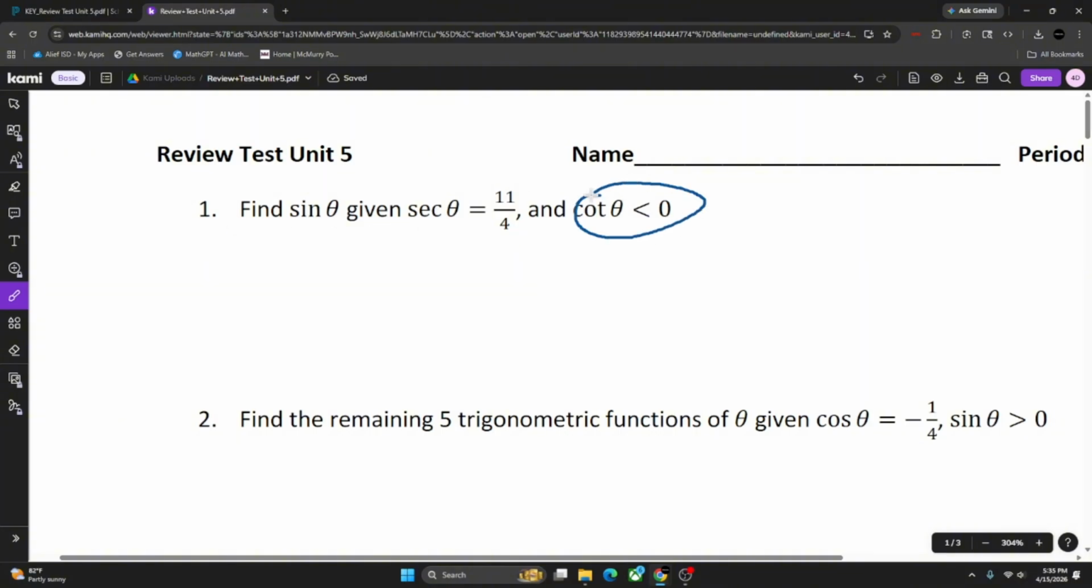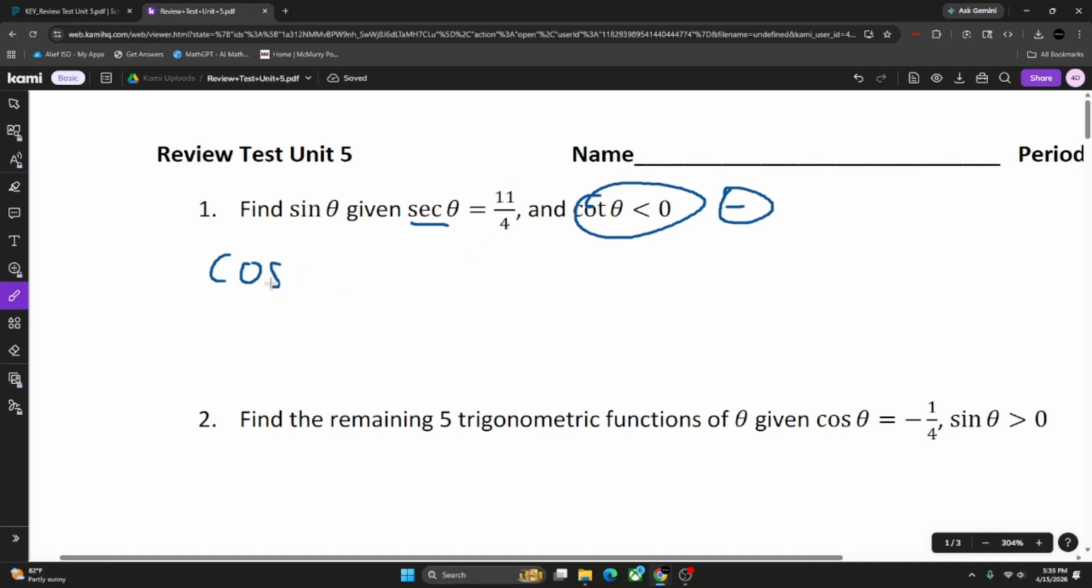So, okay, we need to look at this. Since it's less than zero, our answer is gonna be negative. And then secant, if you look right here, secant is cosine over one, so it's actually the opposite of cosine. That means cosine is equal to 4 over 11. And now that's cosine, and we're trying to find sine.